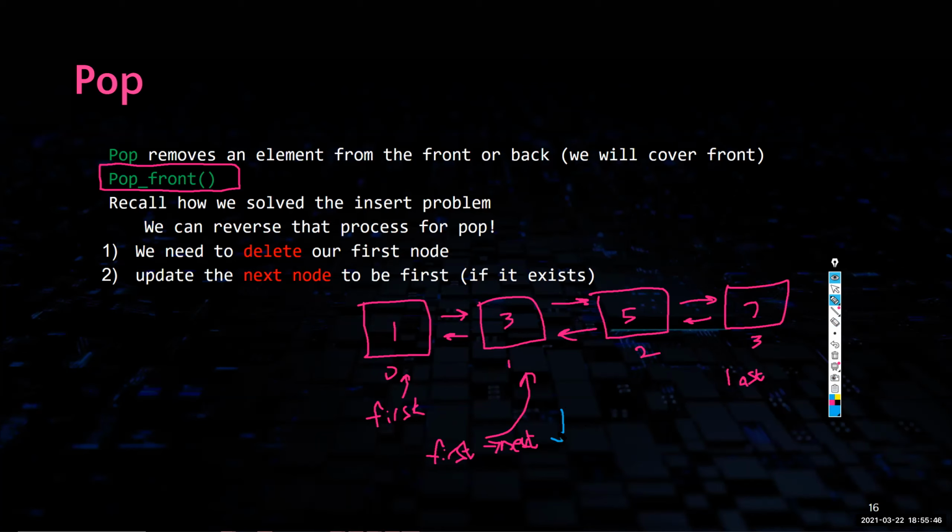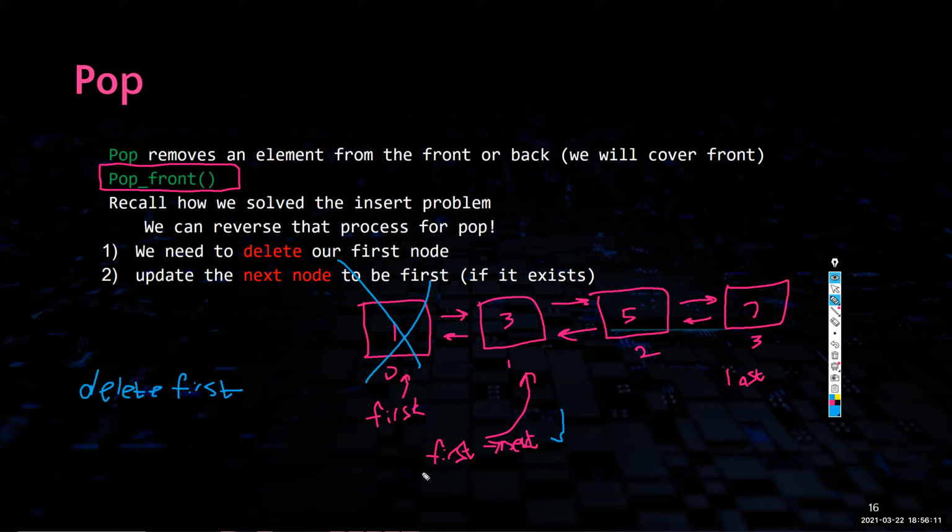From here, we've accessed this node right here. After we have that information, we can go ahead and delete this node right here. We can just say delete first. And that's now gone.